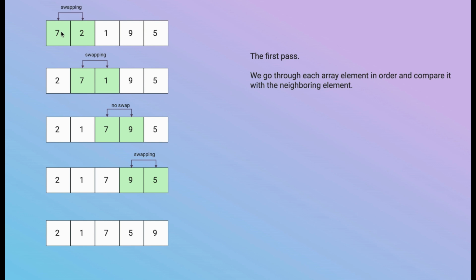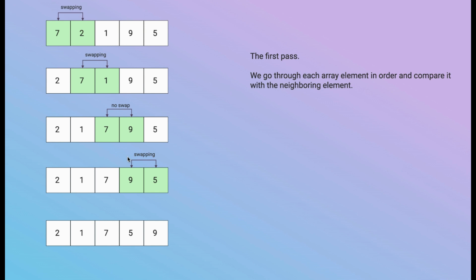Compare 7 and 2. 7 is more than 2. Swap the 2 and 7. Compare 7 and 1. 7 is more than 1. Swap 1 and 7. Compare 7 and 9. 7 is less than 9. Don't swap elements. Compare 9 and 5. 9 is more than 5. Swap 9 and 5. The first pass is over.